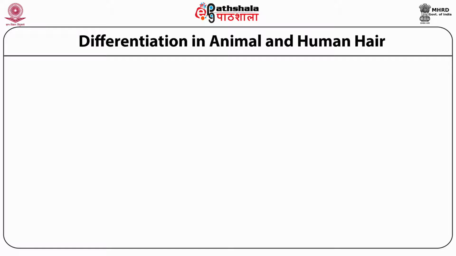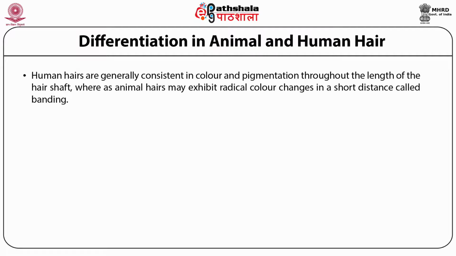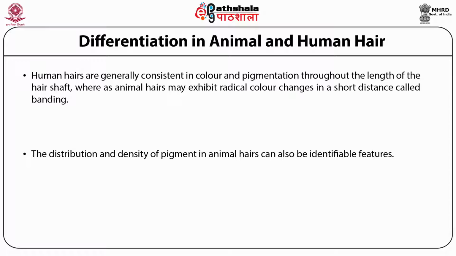Differentiation in animal and human hair. The human hairs are generally consistent in color and pigmentation throughout the length of the hair shaft, whereas animal hairs may exhibit radical color changes in a short distance, called banding. The distribution and density of pigment in animal hairs can also be identifiable features.